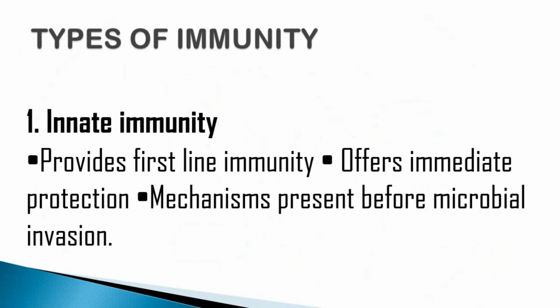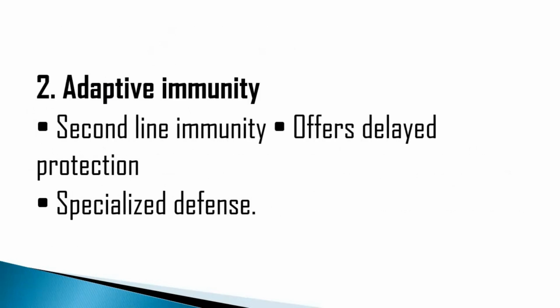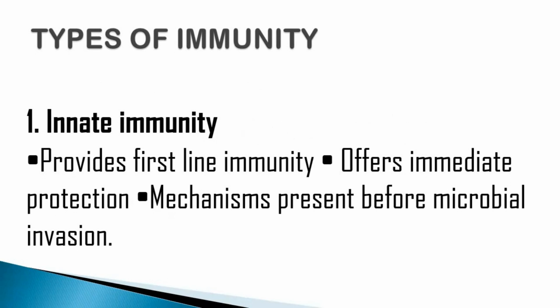Types of immunity. What are the types of immunity that we have in the body? You've got two main types. You've got the innate immunity and the adaptive immunity. The innate immunity is also known as natural immunity, or native immunity, because you are born with it. It provides the first line of defense in the body, and it offers immediate protection.